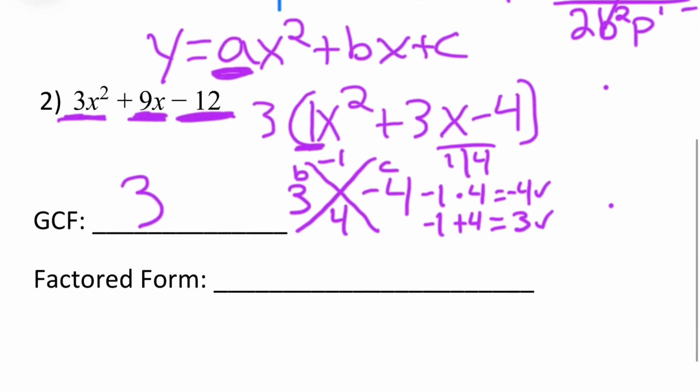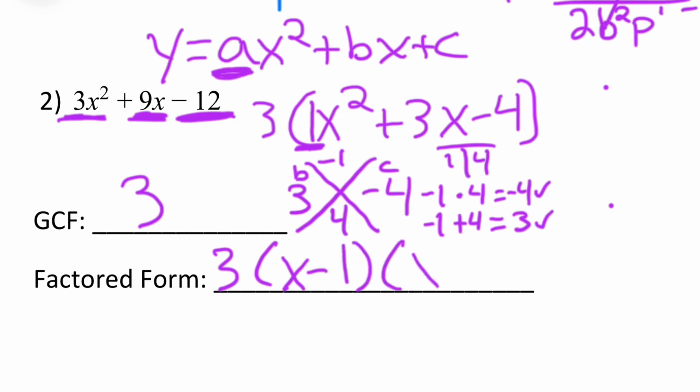So once I did my big X method, I have my GCF out front, I have the variable that I was factoring, and then I have minus 1 because it was negative, and x plus 4 because it was positive. And that is how you're factoring using the big X method.